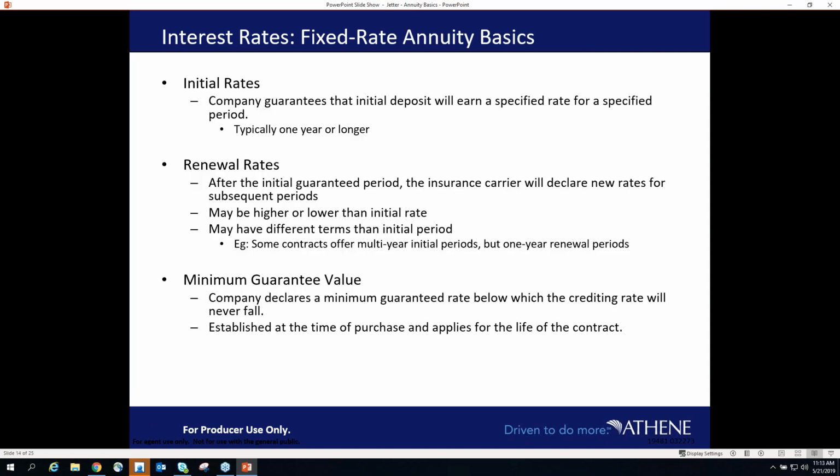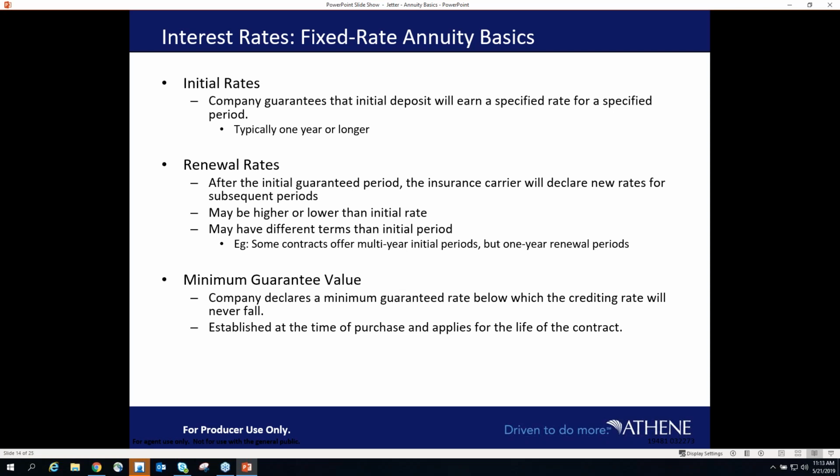So now let's talk about interest rates, fixed rate annuity basics. Initial rates: the company guarantees that the initial deposit will earn a specified rate for a specified period, usually 1 year or longer. Renewal rates: after the initial guaranteed period, the carrier will declare new rates for subsequent periods. A lot of times it'll be just a 1 year rate, maybe higher or lower than the initial rate depending on the interest rate environment, and may have different terms than the initial period. Again, some contracts offer multi-year initial periods, but only 1 year renewals. So that is how they can work generally speaking.